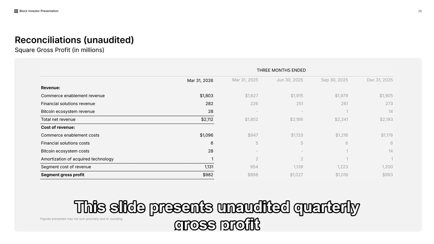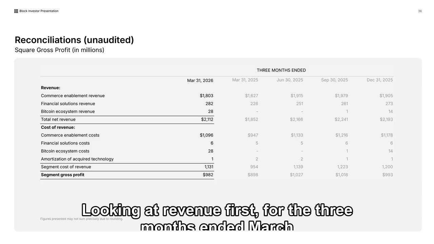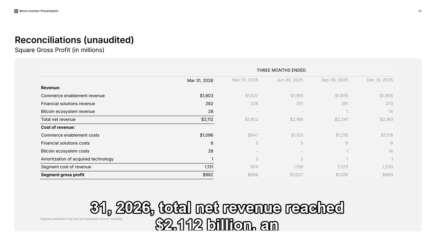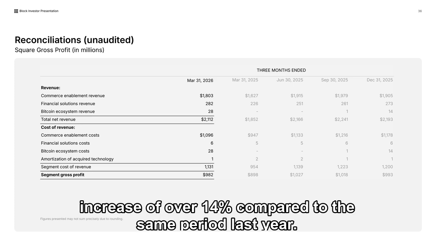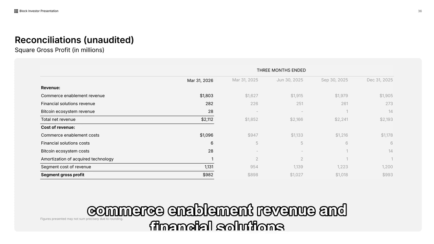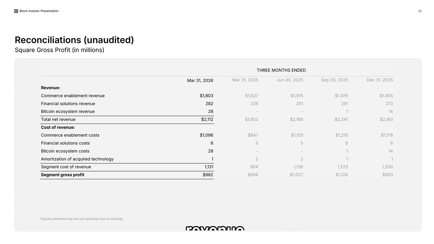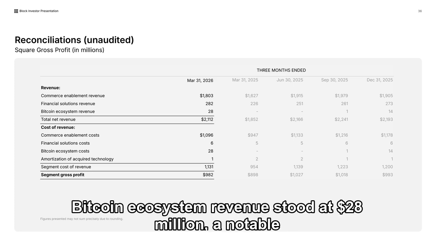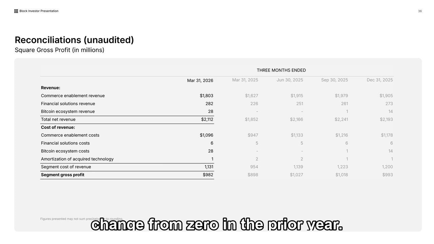This slide presents unaudited quarterly gross profit figures for Square. Looking at revenue first, for the 3 months ended March 31, 2026, total net revenue reached $2.112 billion, an increase of over 14% compared to the same period last year. This growth is primarily driven by robust performance in commerce enablement revenue and financial solutions revenue. Bitcoin ecosystem revenue stood at $28 million, a notable change from zero in the prior year.